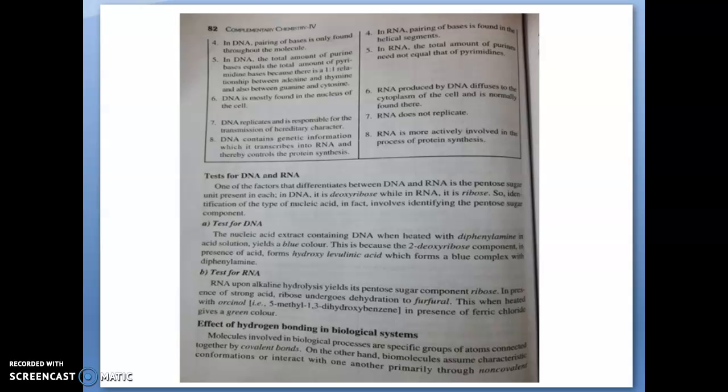That pentose sugar yielded from this nucleic acid is ribose. So it is a RNA. Okay.